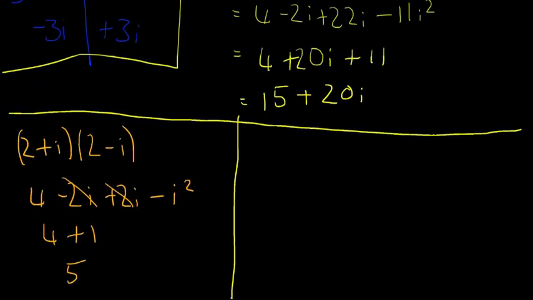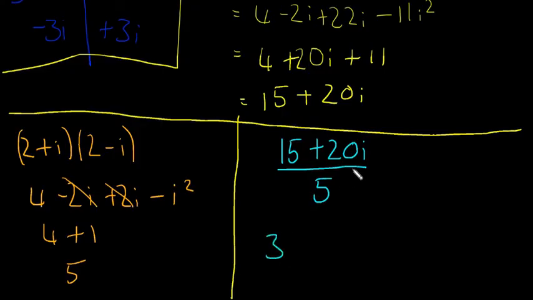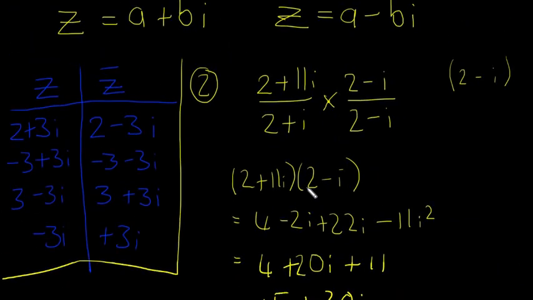Okay, so our final answer, I'll do a nice blue here, it's going to be (15 plus 20i) divided by 5. So again, this is going to be like the first example we did. 15 divided by 5 is going to be 3, and 20 divided by 5 is going to be 4. So our final answer is 3 plus 4i. Okay, so a nice and neat answer for our division of complex numbers.